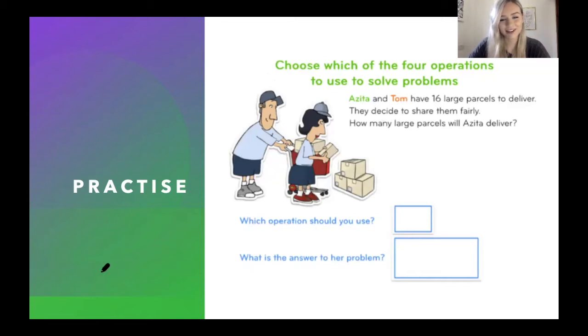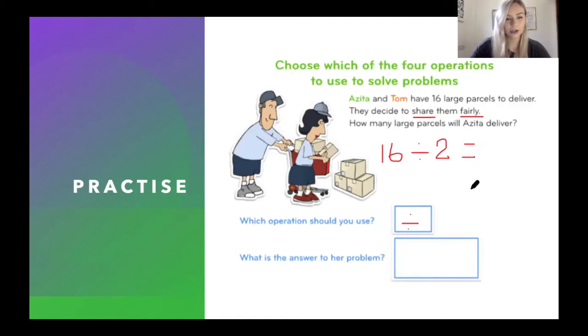Well done for having a go at this problem. Now again, here are the key words, share and fairly. Hopefully you will have decided that the operation we need to use for this question is division again. We've got 16 parcels that they're going to deliver, and we've got 2 people. So they're going to share them equally between themselves, the 2 people.